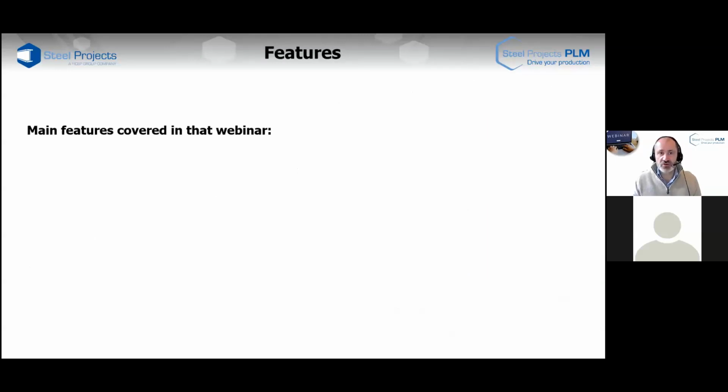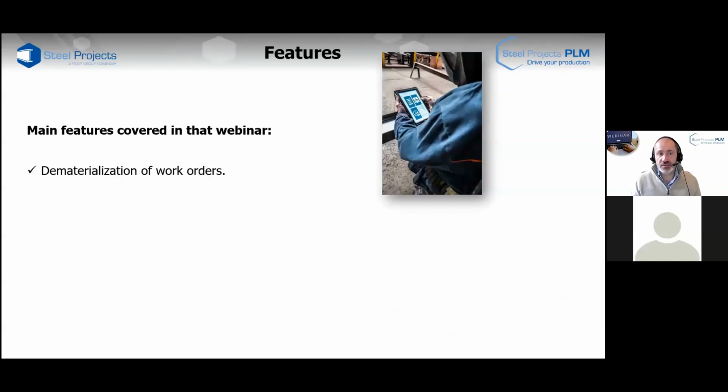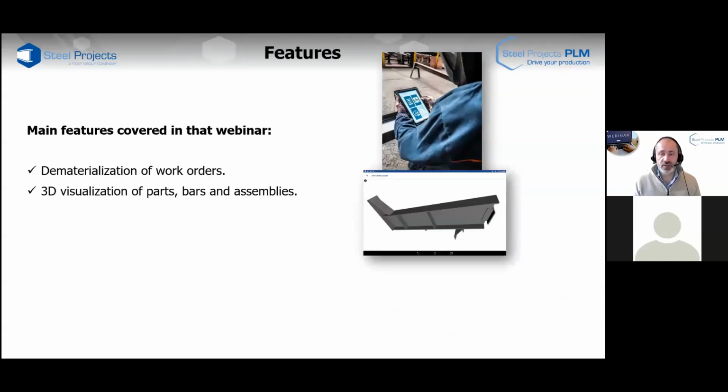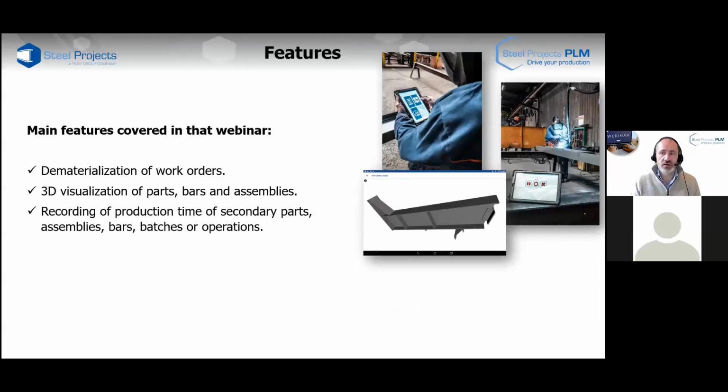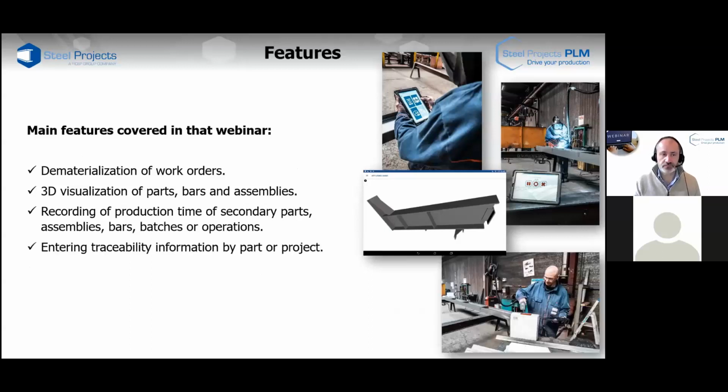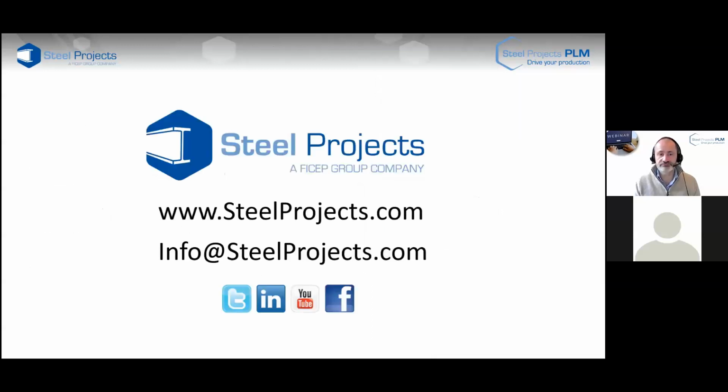So the main features covered by this webinar are the dematerialization of the work order, 3D visualization of parts, bars, and assemblies in the workshop by the workers, recording the production, of course, of secondary parts, assemblies, bars, batches, and operations, and entering the traceability information by part or project in the workshop.